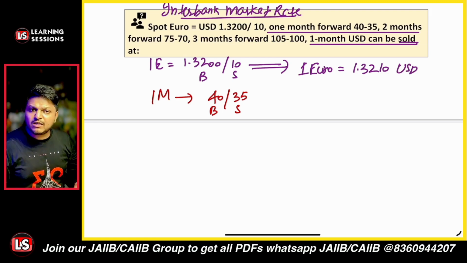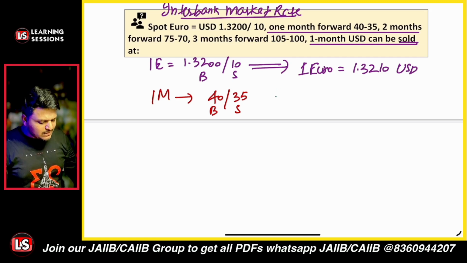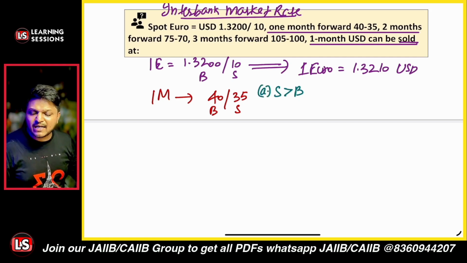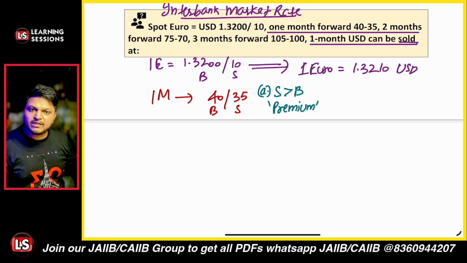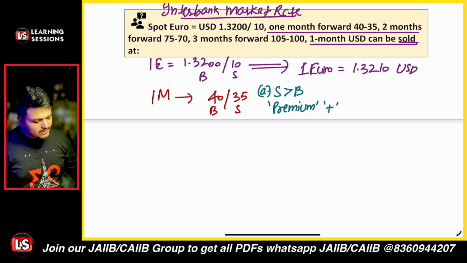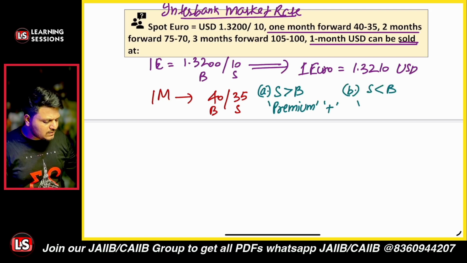And we are also given the forward points here. Now listen carefully. In case A, if the selling forward points are greater than the buying forward points, then we say the currency is available at a premium. When the currency is available at a premium, the forward points are added up. Second scenario: if the selling forward points are lesser than the buying forward points, we say the currency is available at a discount.